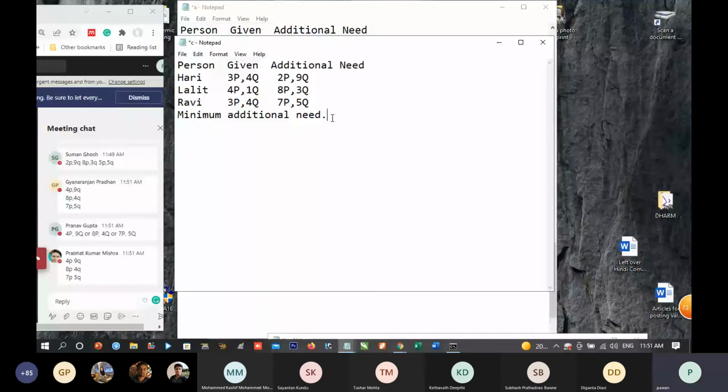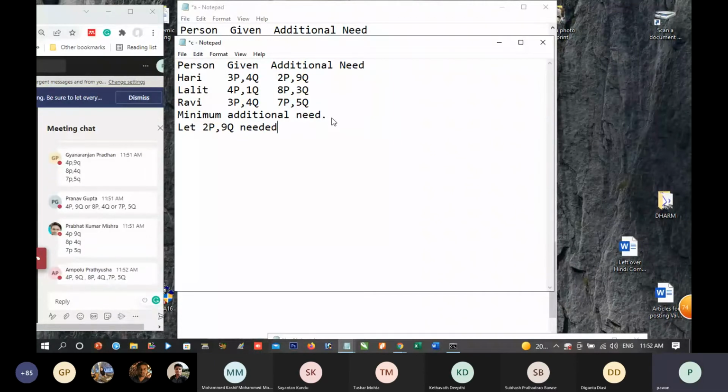Let 2P 9Q needed. Let 2P 9Q available. Hurry can be completed. 2 plus 3 equal to 5. 9 plus 4 equal to 13. 5P 13Q. With 5P 13Q, nothing can be completed.